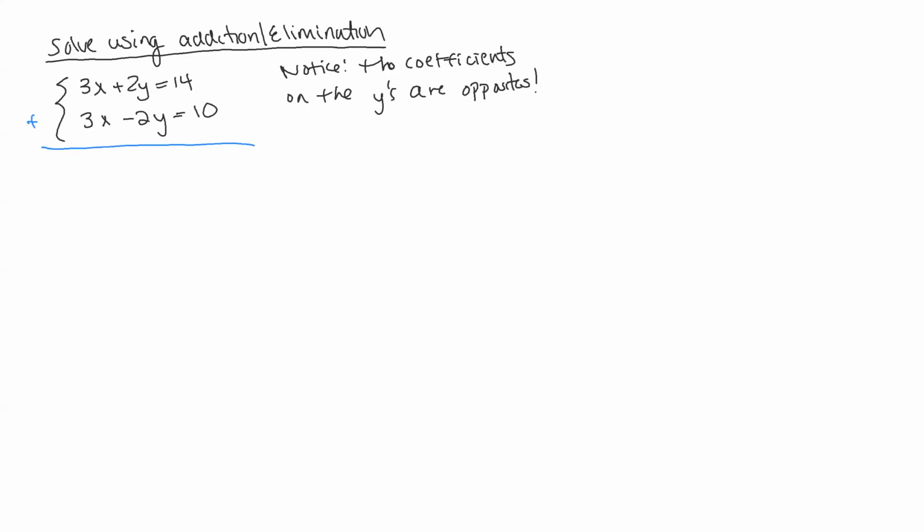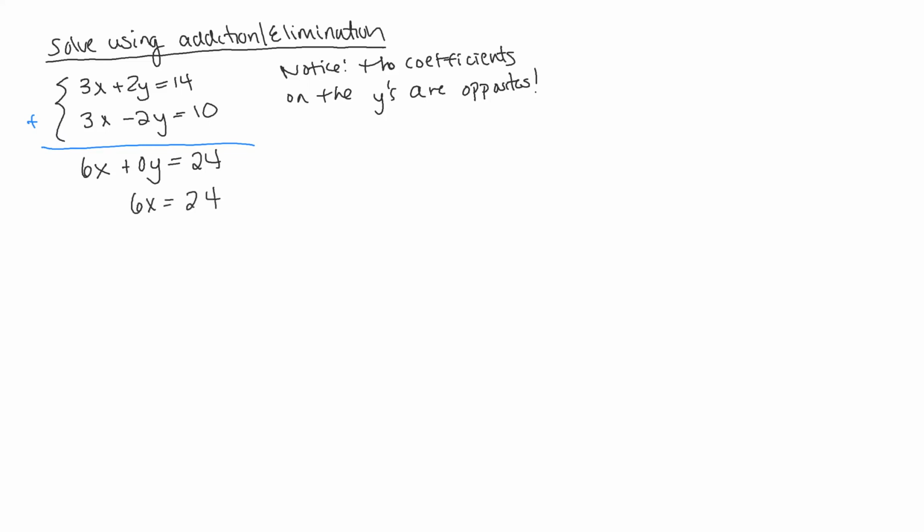So if I go ahead and I add these 2 equations vertically, that means I add the x terms, I add the y terms, I add the constant terms. Notice the y's are going to cancel out. So 3x plus 3x is 6x. Negative 2y plus 2y is plus 0y. 14 plus 10 is 24. Well, 0 times y is just 0. 6x plus 0 is just 6x.